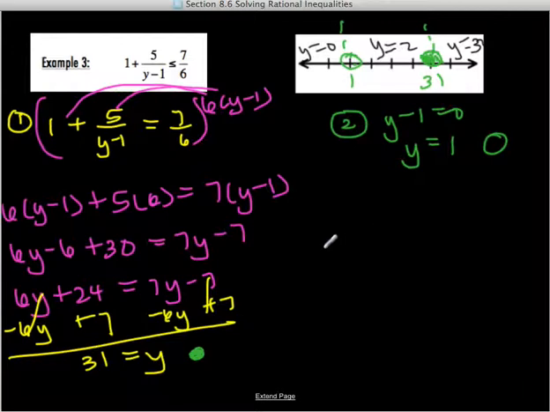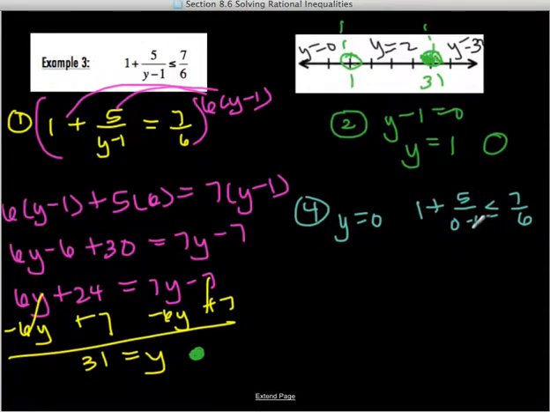So if I go ahead and do this, this is for step 4, plug in y equals 0. Okay, I will have 1 plus 5 over 0 minus 1. Is that less than or equal to 7/6? So I have really 1 plus 5 over negative 1, so it's 1 minus 5, which will give me negative 4. Negative 4, is that less than or equal to 7/6? Yes, so I'm going to shade to the left.